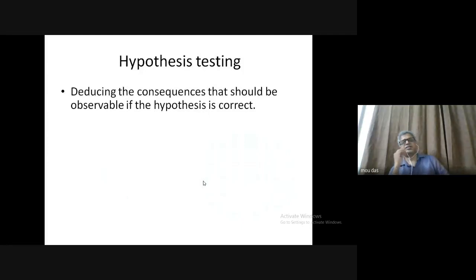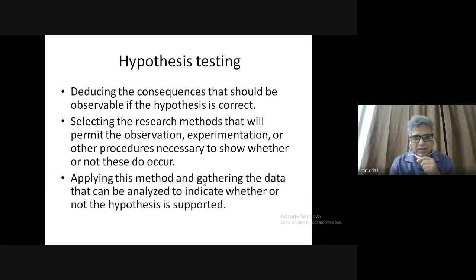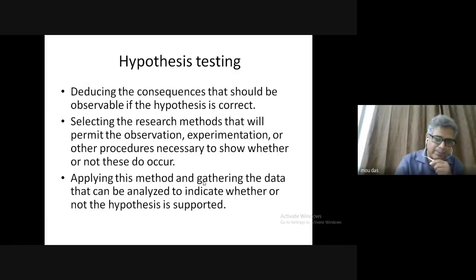So what is hypothesis testing? It is deducing the consequence that should be observable if the hypothesis is correct. It also helps us to select the research methods that will permit observation, experimentation, or other procedures necessary to show whether this does or does not occur. Applying these methods and gathering the data that can be analyzed indicates whether the hypothesis can be supported, or we can reject or accept the hypothesis. So basically it is a surrogate for testing the whole population. We are testing it in a small sample that we are generalizing to the population.